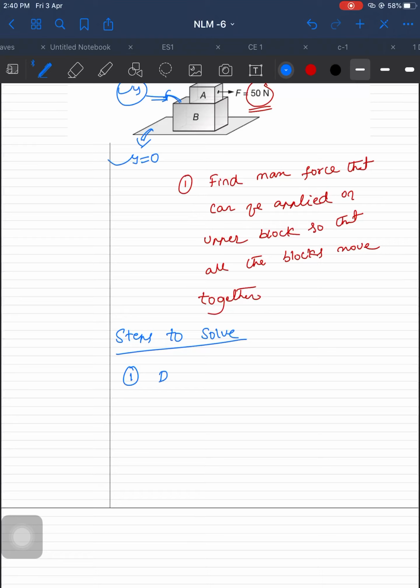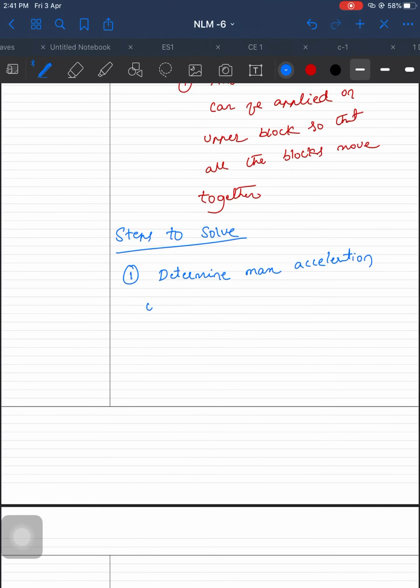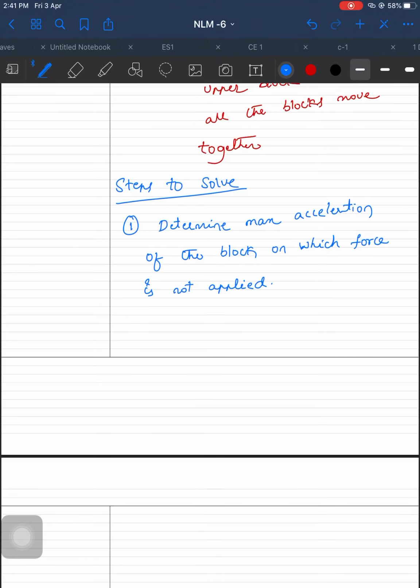First, determine the maximum acceleration of the block on which force is not applied. Determine the maximum acceleration of the block on which force is not applied.